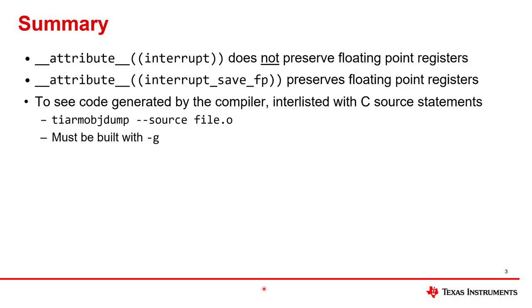To summarize what was shown on the command line, the attribute interrupt does not preserve floating point registers. If you want to preserve the floating point registers, you have to use the attribute interrupt save FP. And when you want to see code generated by the compiler interlisted with your C source statements, use the command tiarmobjdump with the option --source and name the object file. This object file must be built with -g for this to work.